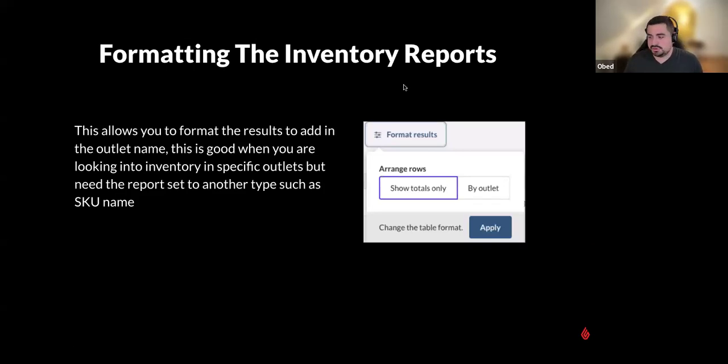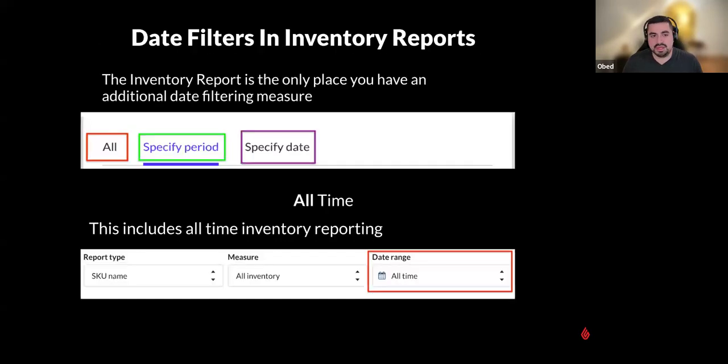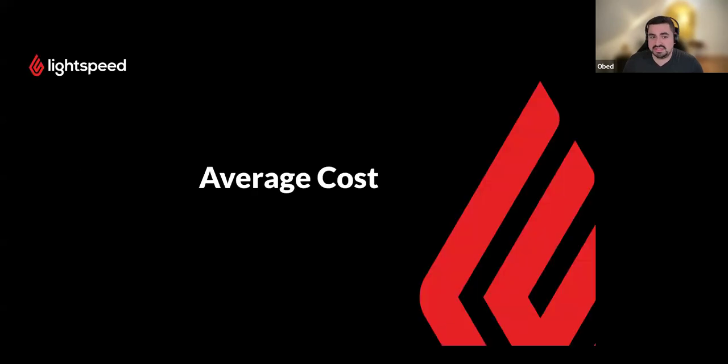And then similar to the other reports, you do have format options. So you can arrange the rows by totals, or if you are running a full report and you want to filter it by specific outlets, you can do that. And then the date range is similar to the other reports, but the inventory report is the only report where you can have an additional date range. So it is the all-time range. So if you want to see inventory reports since you joined Lightspeed, you can add all time, or similar to the other ones, you can specify a period, or you can specify a specific date.